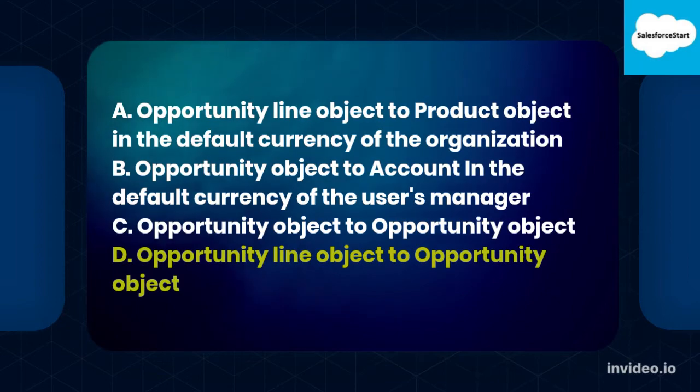The answer is option D. Opportunity line object to opportunity object.